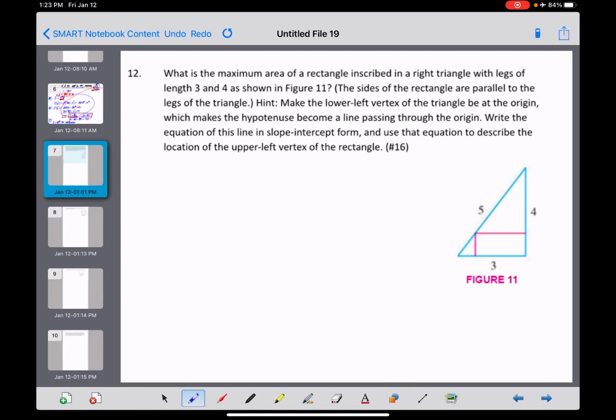Okay, so number 12 here in 4.7 is asking us to inscribe a rectangle inside of a right triangle, legs of 3 and 4. So we're obviously dealing with a 3, 4, 5 right triangle. There we go. And we want to maximize the area of that little pink rectangle that we have right there. Now, the way that I would handle this problem is to treat it like one of the area maximization problems that we did in our notes.